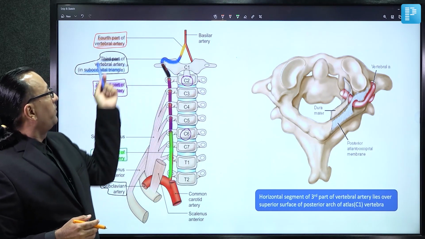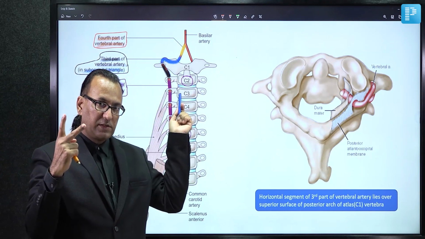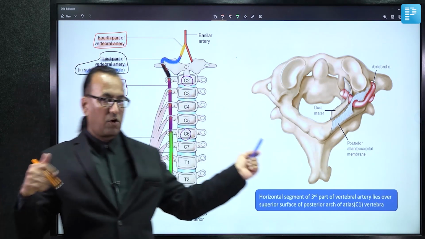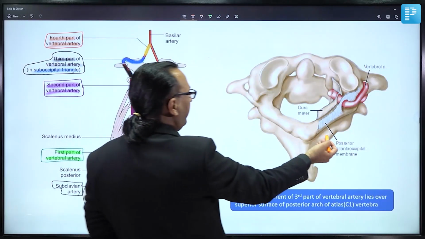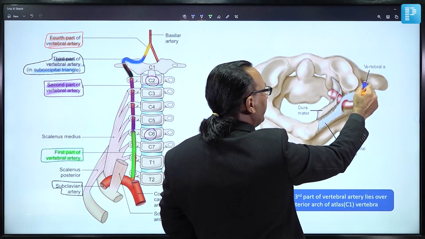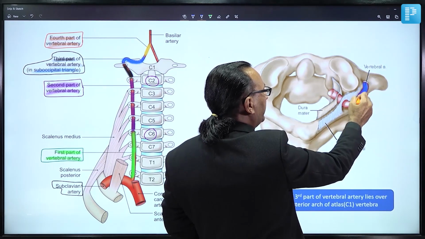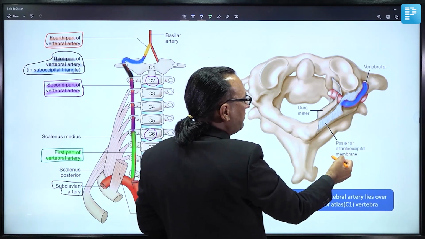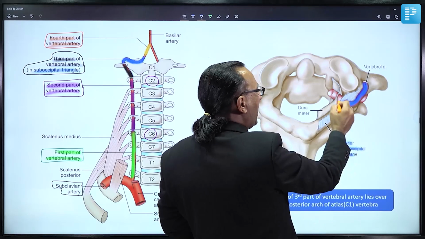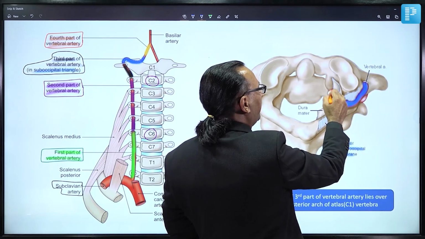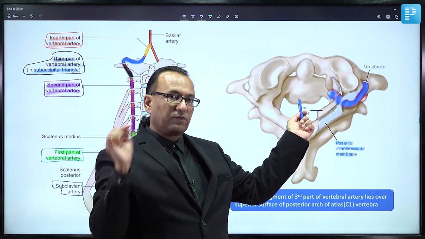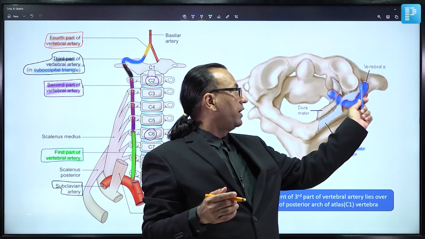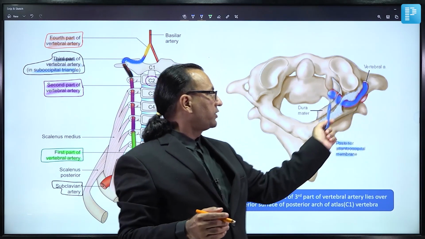Now, coming back to the third part, I have mentioned there are two segments, the vertical segment and the horizontal segment. The horizontal segment of the third part of the vertebral artery is shown here. Coming out from the foramen transversarium of the C1 vertebra, the atlas vertebra, running on the posterior arch and then puncturing the atlanto-occipital membrane on the posterior aspect and puncturing the dura mater as well as the arachnoid mater to enter the subarachnoid space. But once it is in the subarachnoid space, it is the fourth part. Before that, it is the third part. This is the horizontal segment of the third part of the vertebral artery.